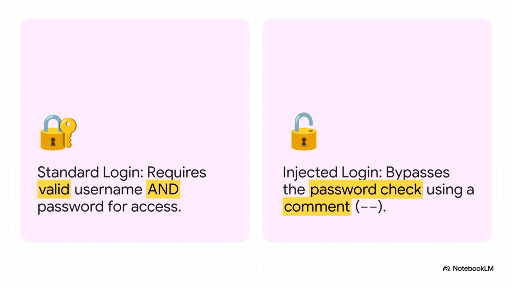An attacker doesn't put in a real password. They just type the username admin, followed by a double dash. Now in SQL, that double dash means ignore everything after this. It's a comment. So the whole password check just gets ignored. The query now just asks the database, hey, does the user admin exist? And of course it does. And just like that, they're in.